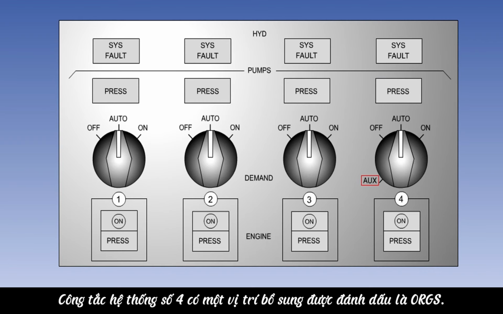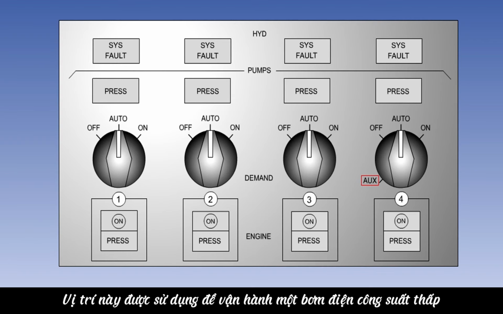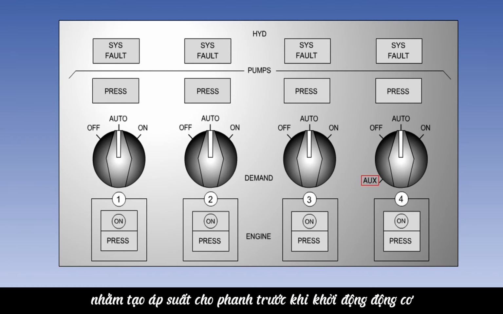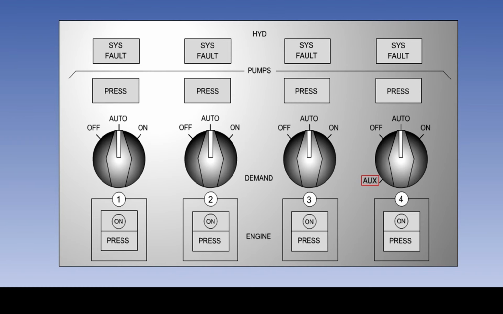You will notice that the number 4 system switch has an extra position marked AUX. This position is used to operate a low-volume electrically powered pump to pressurize the brakes prior to engine start or when the aircraft is being towed.